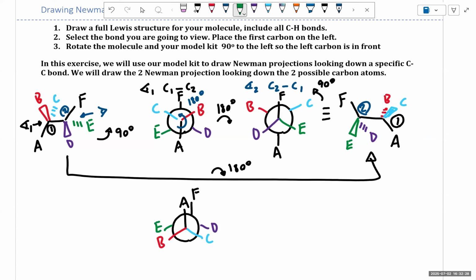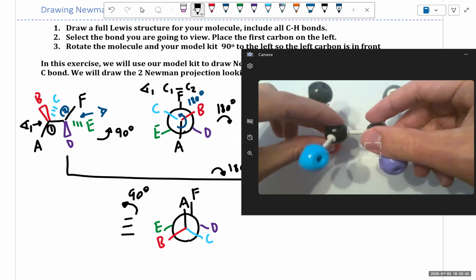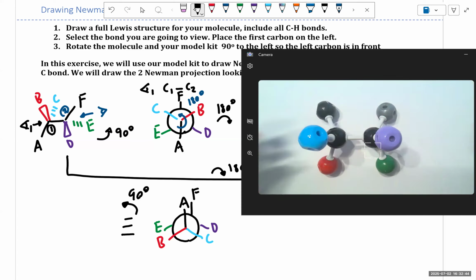Okay, let's see what that structure's Dash-Wedge depiction looks like. To that end, we're going to rotate our structure 90 degrees to the left. So let's convert this back to Dash-Wedge. That gives us the following depiction. So as we can see, this time atoms A and F are pointing up in the plane of the page.